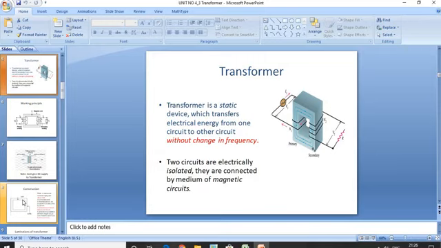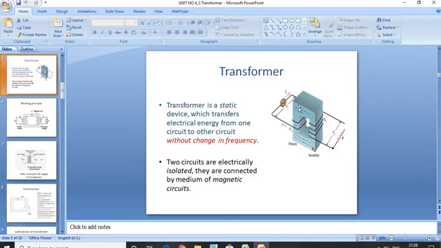Now what is a transformer? Transformer is a static device which transfers electrical energy from one circuit to another circuit without change in frequency. The two circuits are electrically isolated. They are connected by a medium of magnetic circuit.